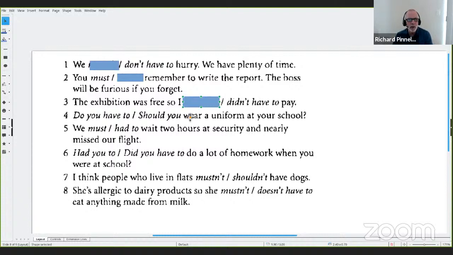Do you have to wear a uniform at your school? Should you wear a uniform at your school? ¿Cuál es correcto aquí? Who's got the answer in the chat? Yeah, Diana, do you have to? Because la pregunta aquí es que es necesario. Perdón, es una obligación. Do you have to? So we're going to blank out this one here.